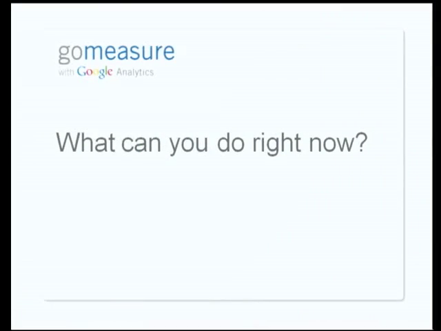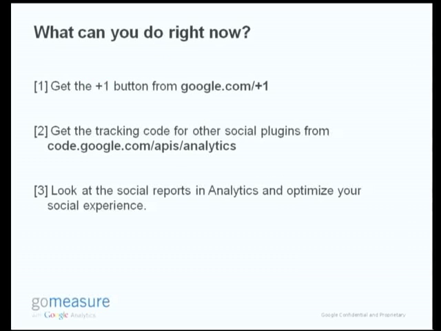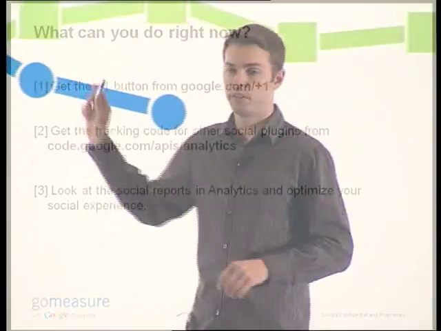But what about the here and now? We have Social Plugin Analytics. Here's how you can take advantage of it. Get the Google Plus One button. If you don't already have it, it's easy to set up. Tracking will be instant. If you have the other social plugins, grab our sample code. It's right on our website. Just copy and paste for Twitter and Facebook. For other buttons, it's equally easy. And start tracking all of these plugins. And then finally, look at the reports and start understanding how you can optimize for a new social experience.